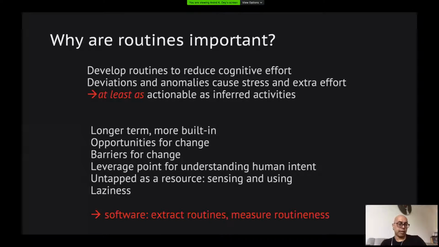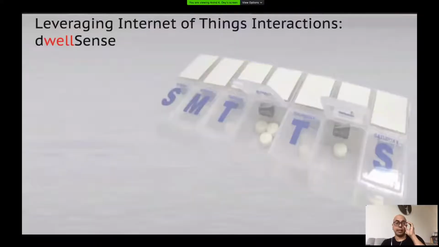From a software perspective, our challenge over the past few years has been: how do we extract these routines, and how do we develop a measure of routineness? How routine is somebody's day to day? How routine are we predicting someone's day is going to be? How do you quantify or calculate that?